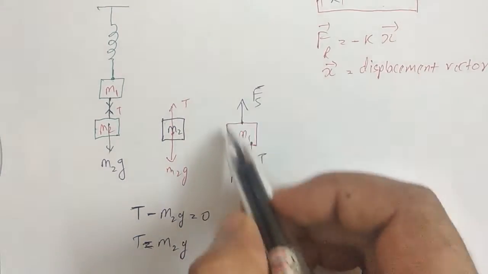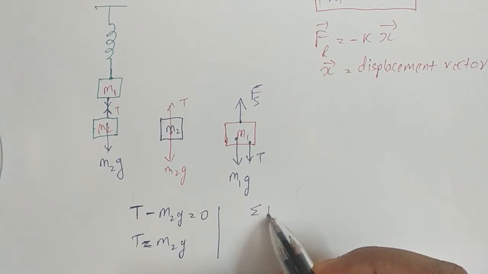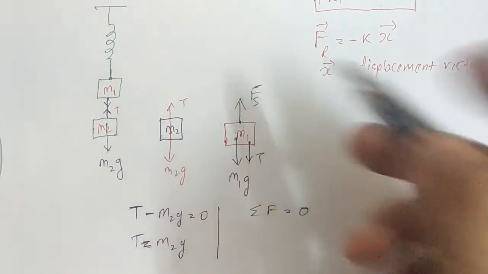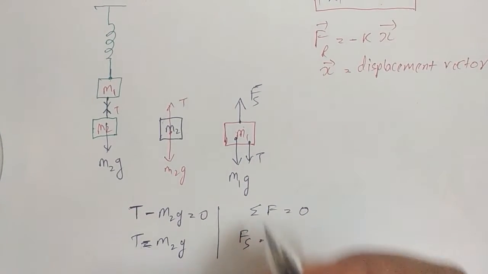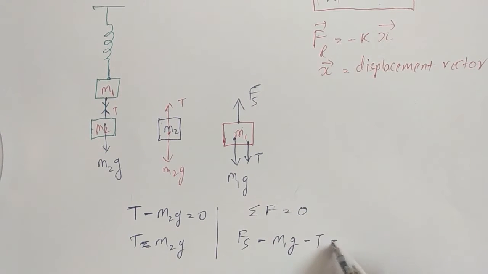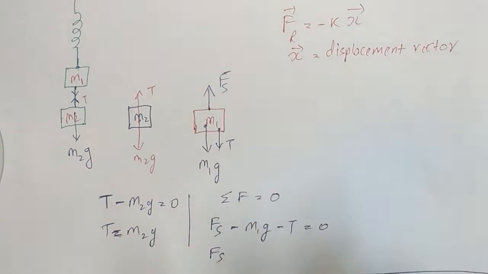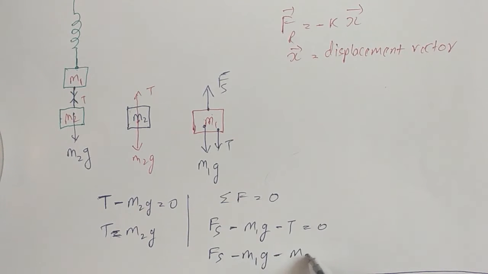Also, if you consider this situation, then you can also use the same principle: the sum of all the external forces is equal to 0. So the restoring force is acting in this direction, that is F_s, minus the weight of this block acting in the downward direction, as well as this tension acting in this direction, is equal to 0. We have already found out that this tension is equal to M2G.